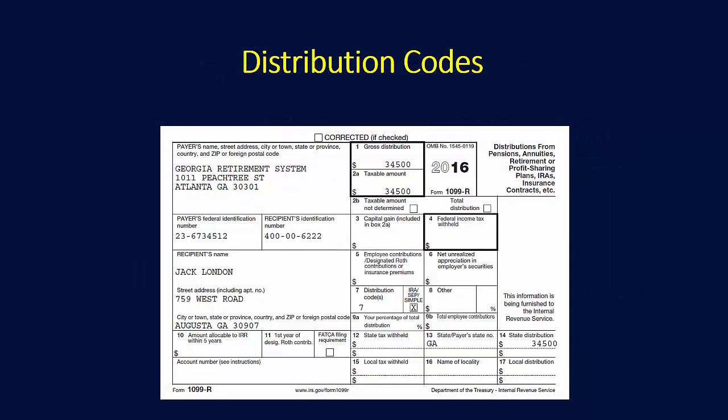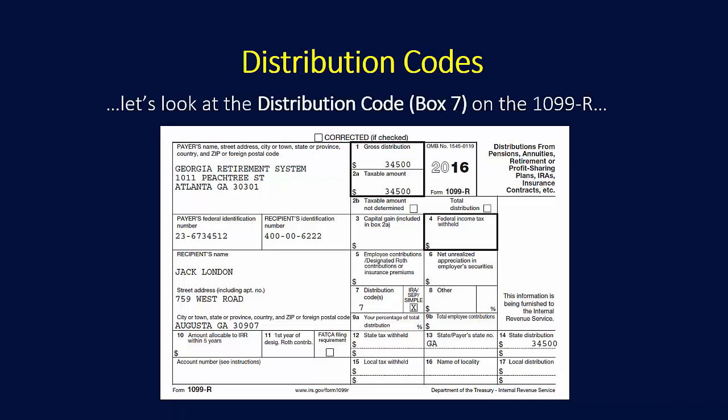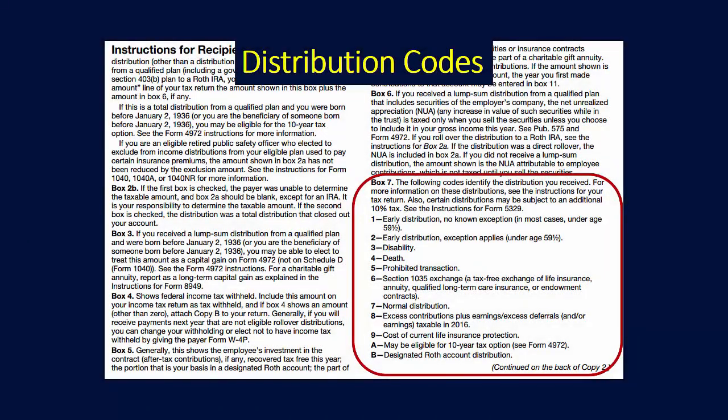Now, on the 1099-R, there are distribution codes that appear in box 7. Let's take a look at the distribution code on the 1099-R. The distribution codes can be found by flipping over the 1099-R statement, and these distribution codes are often listed on the back of the 1099-R form. And again, we see that the distribution codes appear in box 7. So the ones that we want to highlight, the ones that are typical, are code 1, an early distribution, and code 7, a normal distribution.